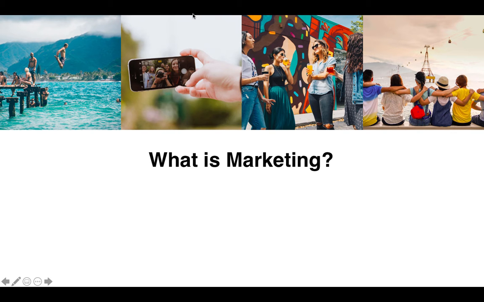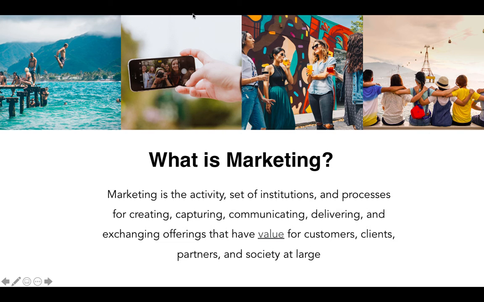So what is marketing? Marketing is the activity, set of institutions, and processes for creating, capturing, communicating, delivering, and exchanging offerings that have value for customers, clients, partners, and society at large. So that's a big chunk of definition. It's actually the definition of marketing today by the American Marketing Association.